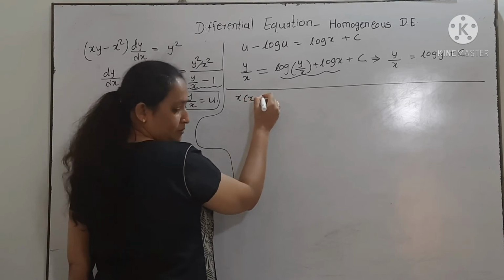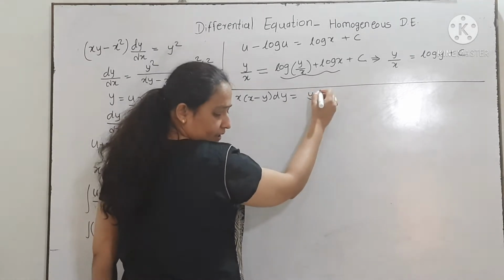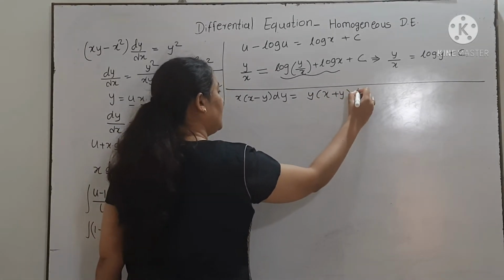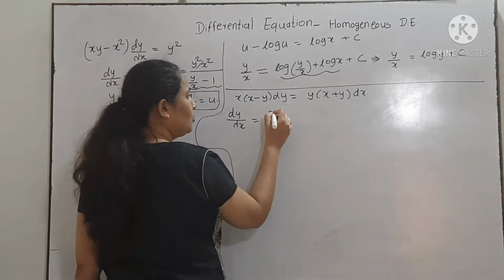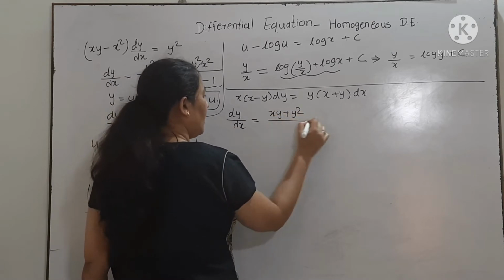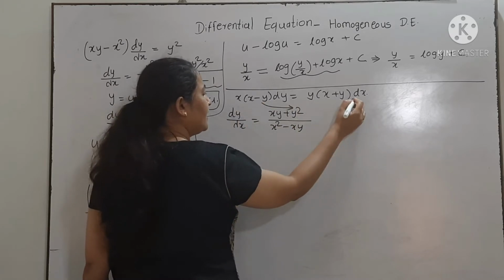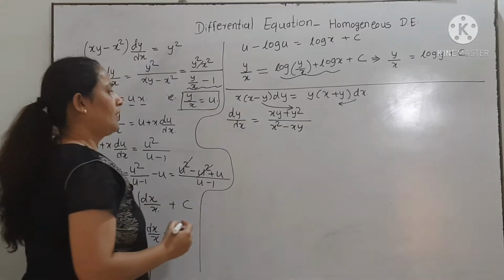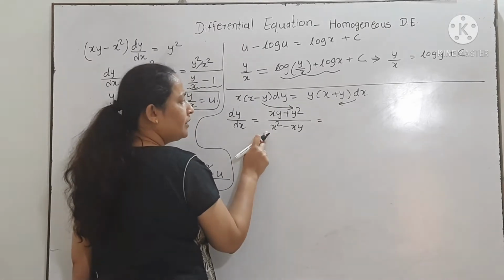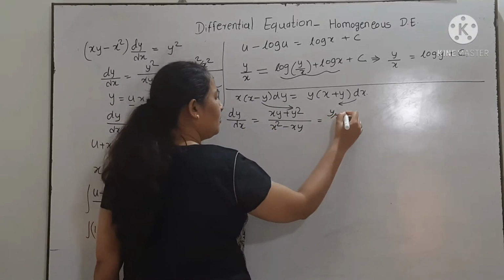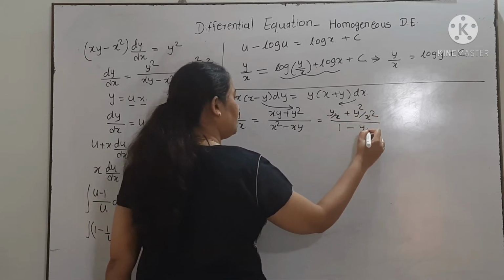x into (x minus y) dy equal to y in bracket (x plus y) dx. So if I write this in the form of dy by dx, it will be equal to xy plus y square upon x square minus xy. What we have done is transfer this term to the left hand side and dx to the other side. Again, observe the degree is the same everywhere. If I divide numerator and denominator by x square, this can be written as y upon x plus y square upon x square upon 1 minus y upon x.